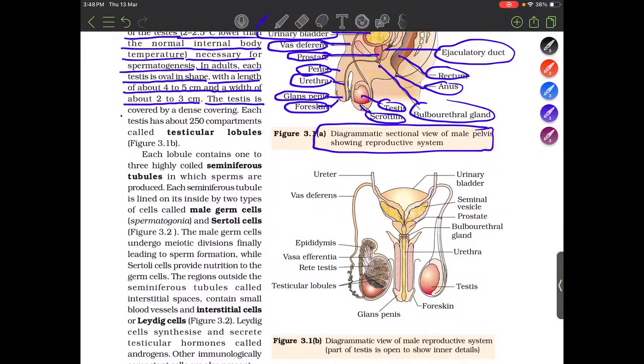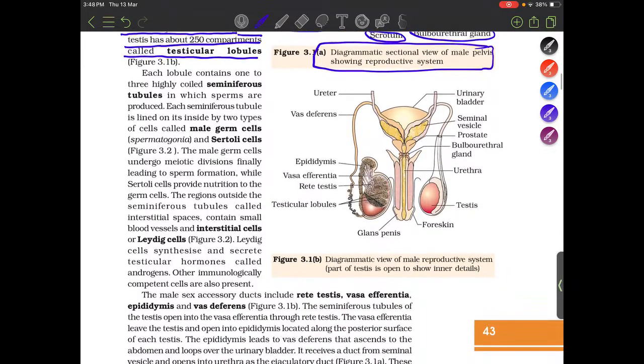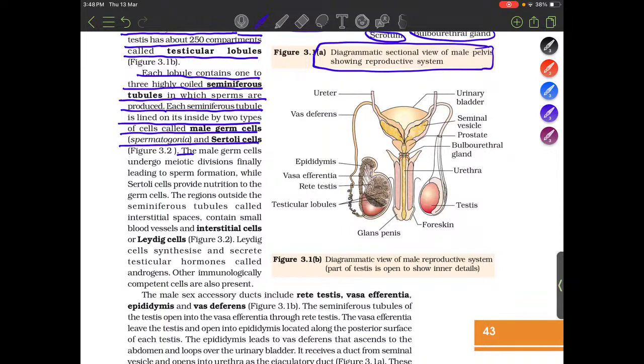The testis is covered by a dense covering. Each testis has about 250 compartments called testicular lobules. Each lobule contains 1 to 3 highly coiled seminiferous tubules in which sperm are produced. Each seminiferous tubule is lined on its inside by two types of cells, male germ cells, spermatogonia, and Sertoli cells. The male germ cells undergo meiotic division, finally leading to sperm formation, while Sertoli cells provide nutrition to the germ cells.